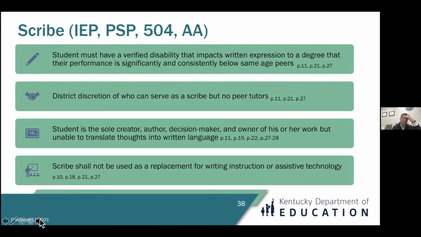So just really quickly, recap: you've got to have a verified disability that impacts written expression. If you've got a person that's LD in math, it would not be appropriate to give a scribe for that student. So you've got to be sure that you're able to review those psychologicals, look at that information, and make sure that you've got some basis for why that student would be receiving that accommodation.